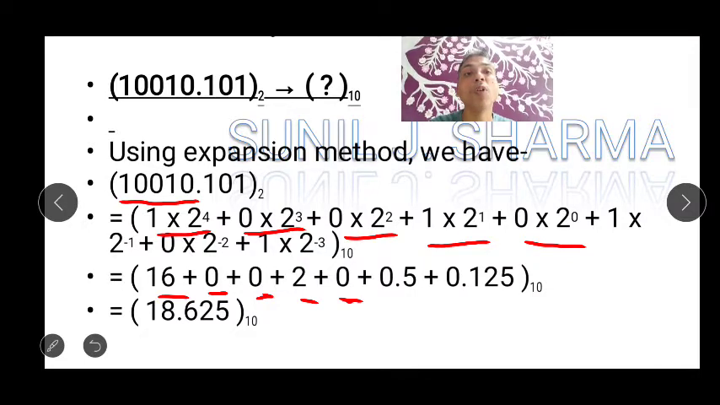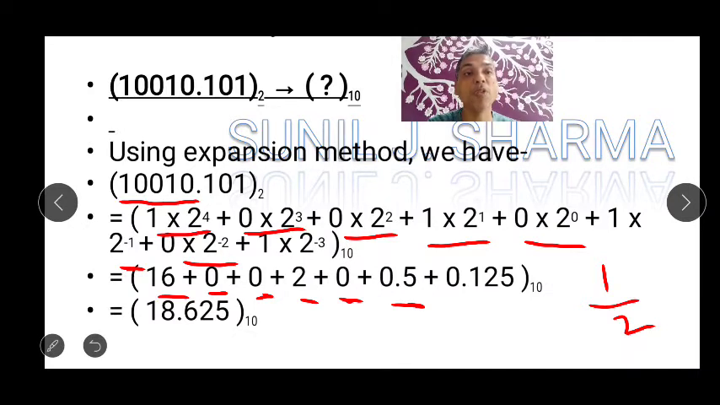Now when you talk about after the decimal, can you see we are having 2 raised to minus 1. 2 raised to minus 1 you can also write as 1 upon 2, and 1 is also there, that's why it will be 0.5. Now actually 2 raised to minus 2, that is 1 upon 4, is also there, but since it is with 0, they have not mentioned anything here. Now can you see the last, this is 2 raised to minus 3. 2 raised to minus 3 means 1 upon 8.